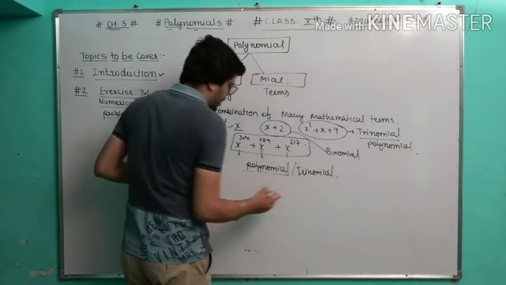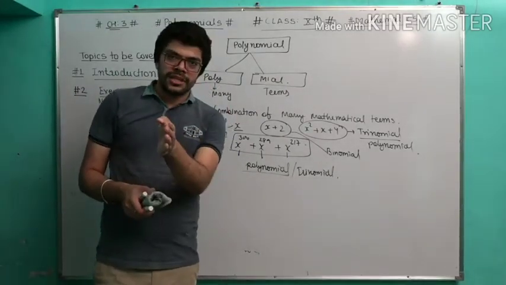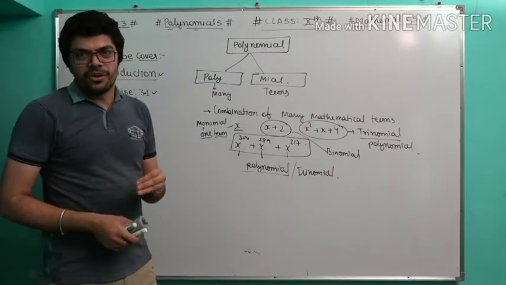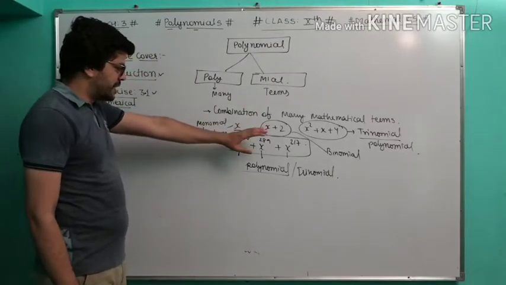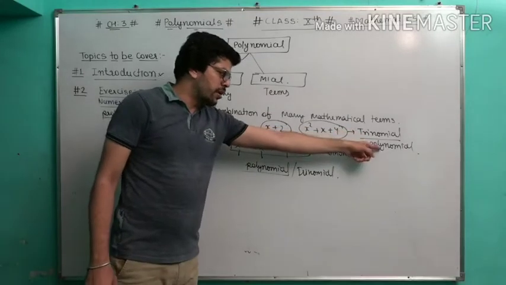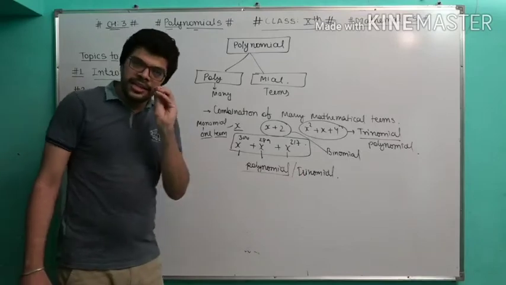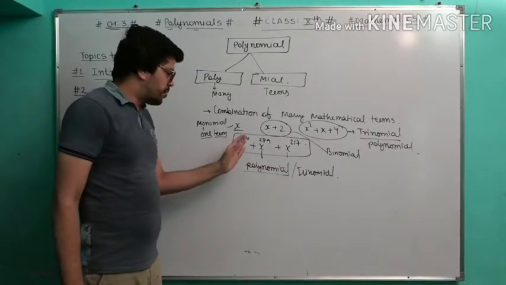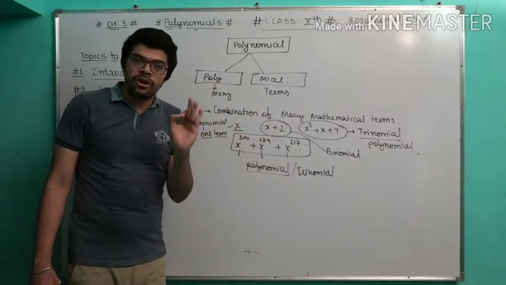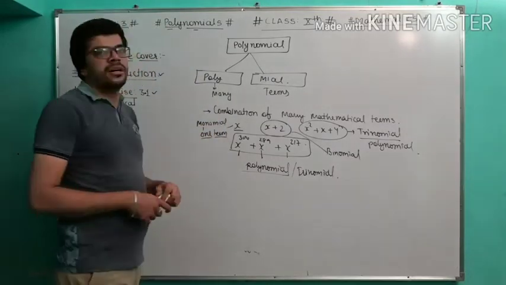One thing you have to be clear about: if the number of terms is more than 2, we can say that it is a polynomial. So hopefully you understood the basic criteria: one term monomial, 2 terms binomial, 3 terms trinomial or polynomial. There is no problem if the power is 300, 289, 217. We only look at the number of terms, that's it. I hope you understood the basic idea of polynomials.